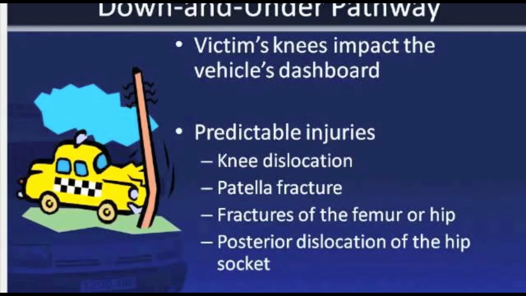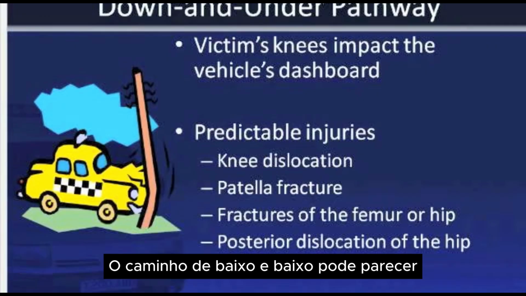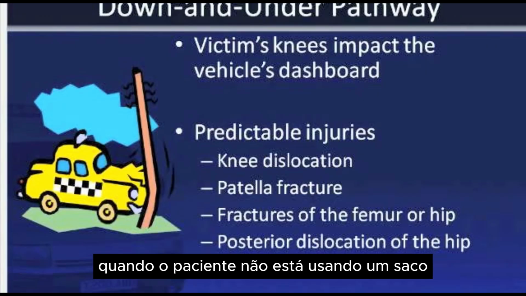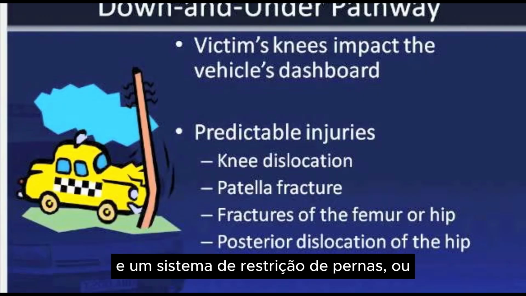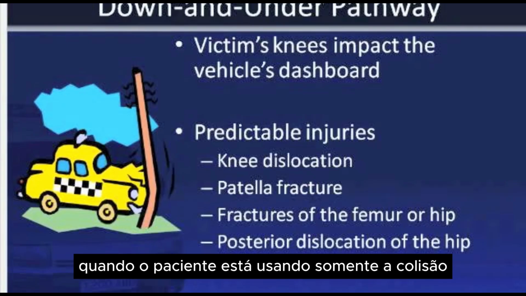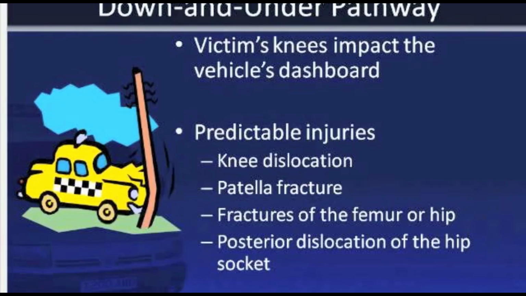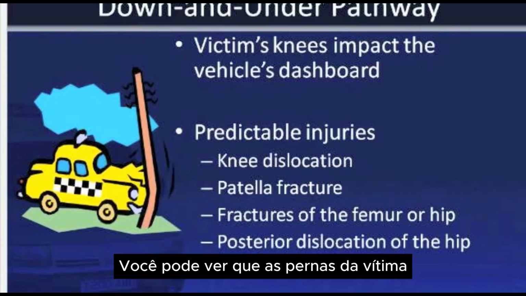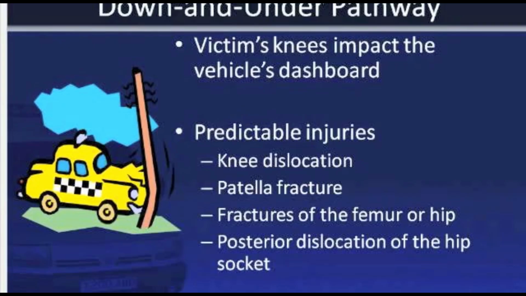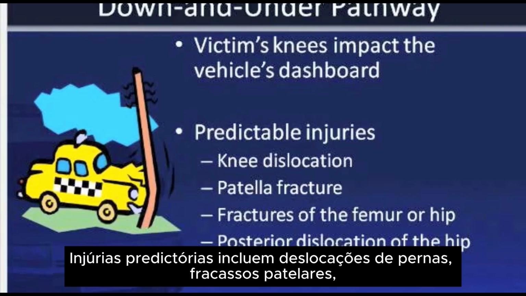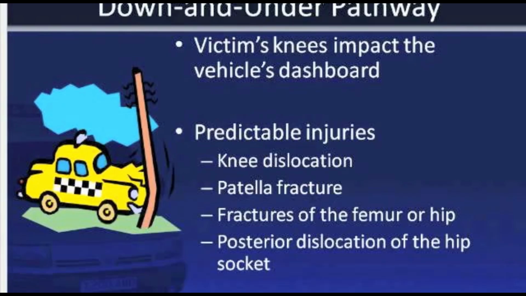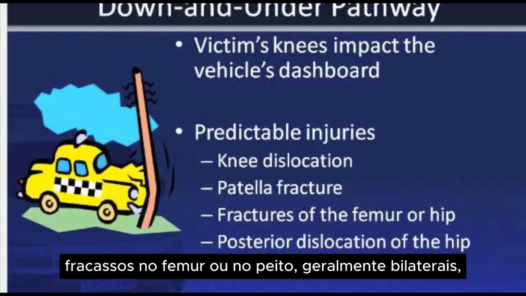The down and under pathway may be seen when the occupant is not wearing a lap and shoulder restraint system, or when the occupant is wearing only the shoulder harness and a lap belt is not used. You'll see the victim's knees impact the vehicle's dashboard. Predictable injuries include knee dislocations, patella fractures, fractures of the femur or hip, often bilaterally, and posterior dislocations of the hip.